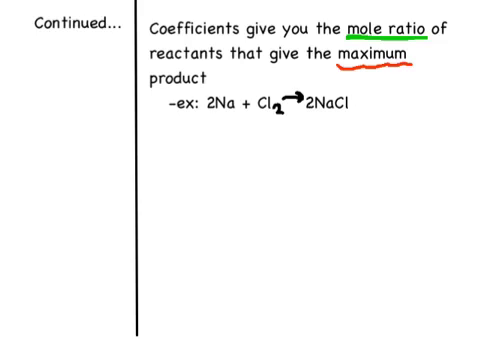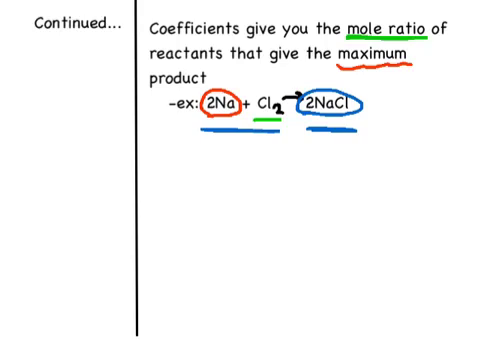If we take a look at this example here with sodium and chlorine to make sodium chloride, this says that we need 2 moles of Na, of sodium. We've got to mix that with 1 mole of chlorine gas. And what are we going to get? 2 moles of sodium chloride. Not 1, not 3, not 4, 2. So this amount of reactants is going to give the maximum amount of products. No more, no less.